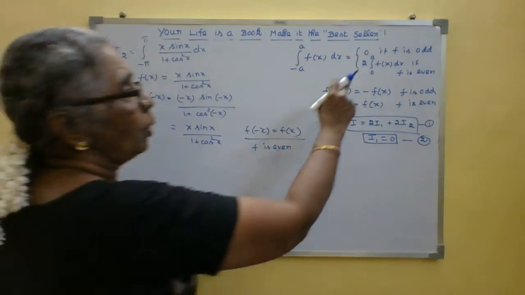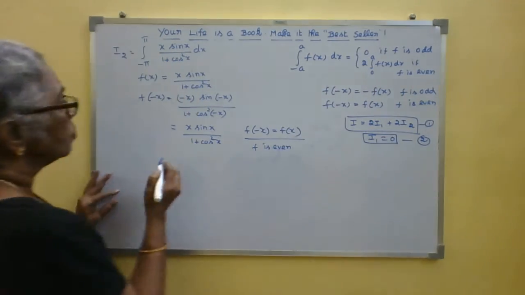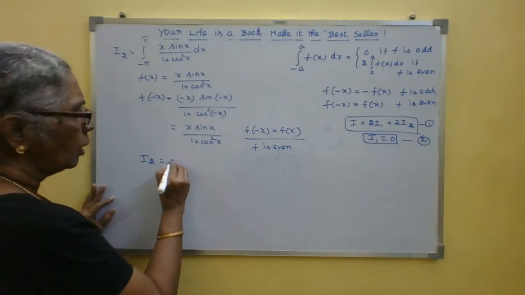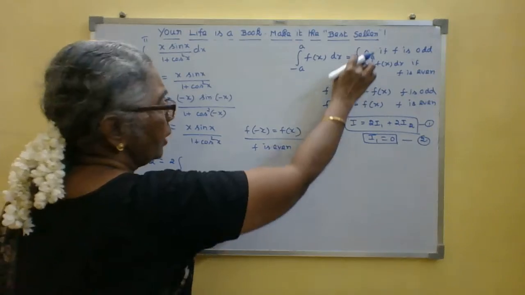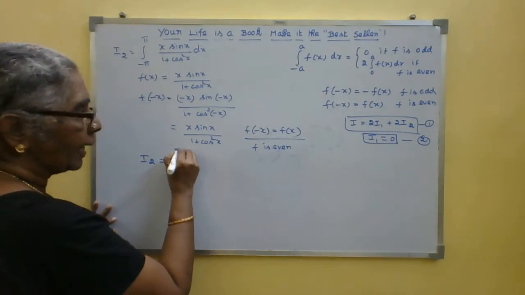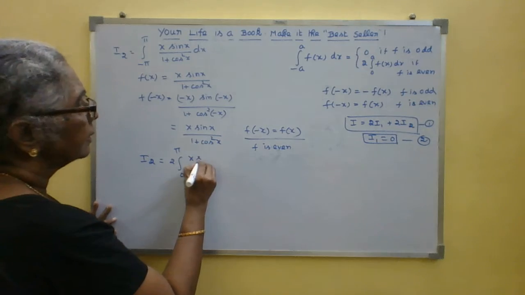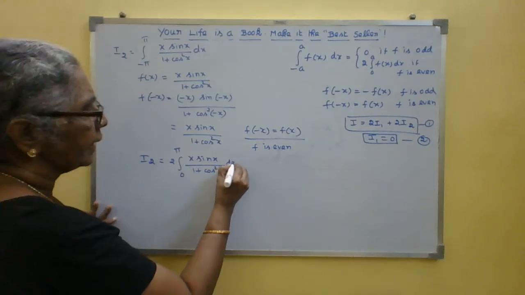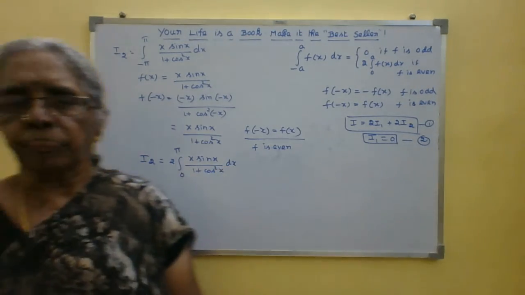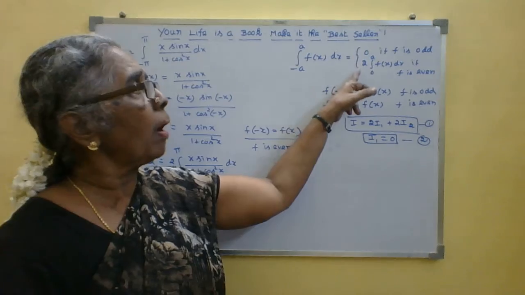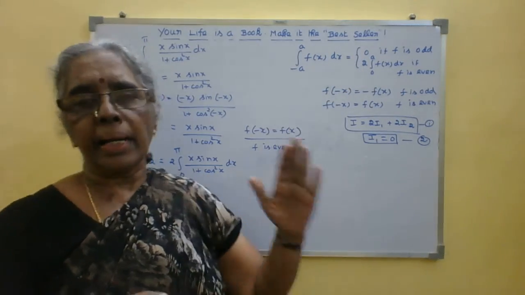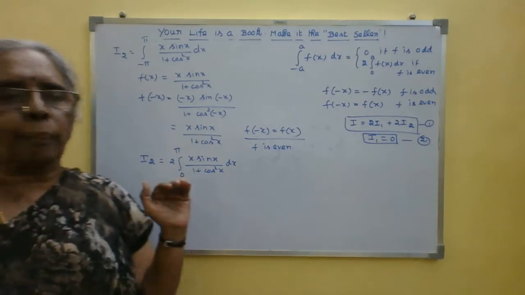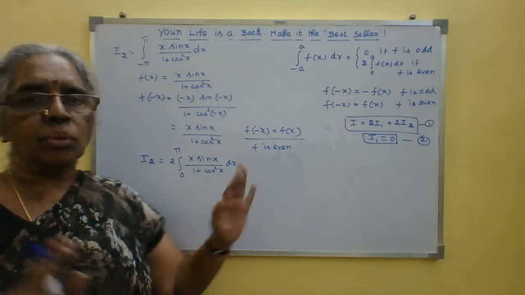So now I will go to the second part of that property. Now I can write my I2 is equal to, by that property, twice integral 0 to a, that is 0 to pi, then x sin x by 1 plus cos squared x dx. Okay, so this is the I2. So now we have used the two parts of this property, and I1 we have equated to 0 and I2 we got as twice integral 0 to pi x sin x by 1 plus cos squared x dx.